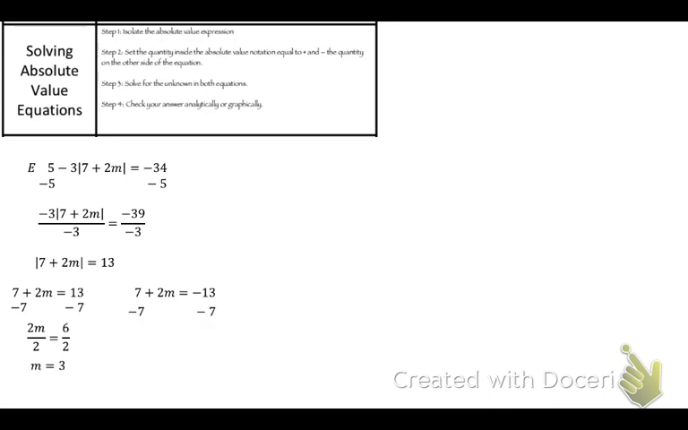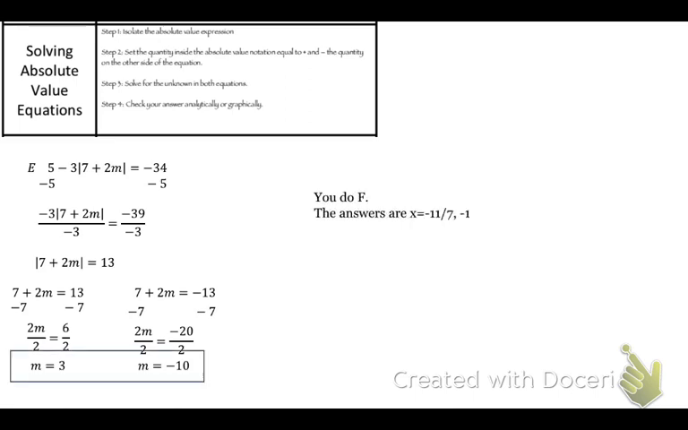If we look at this one, subtract the 7, you get 2m equals negative 20. Divide by 2, m equals negative 10. Okay, you can do F. You should get negative 11/7 and negative 1.